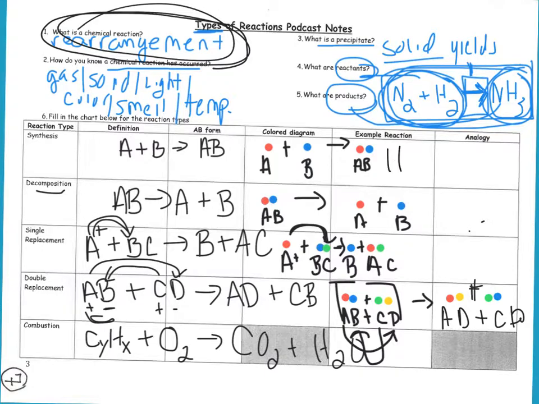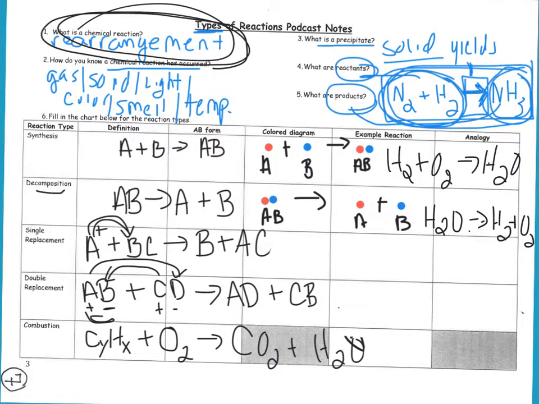For a synthesis, H2 plus O2 combine to make water. Hydrogen gas and oxygen gas combine to form water. Or a decomposition would be just the opposite of that, where water decomposes to form H2 plus O2 gas. Now a single replacement and a double replacement I need a little more room for, so I'm going to erase some of this here. I'll give you a second if you have to copy anything else down.